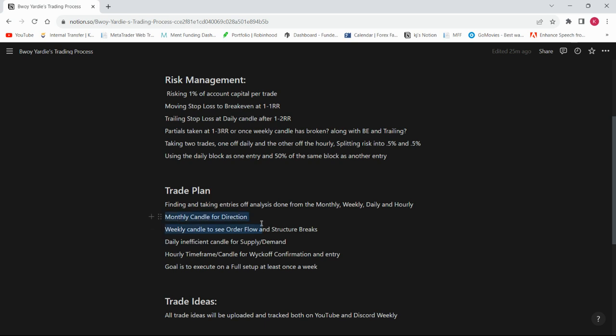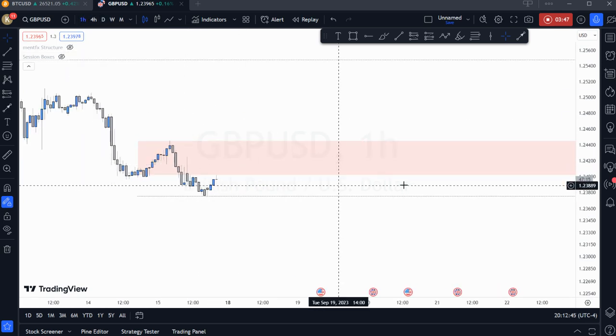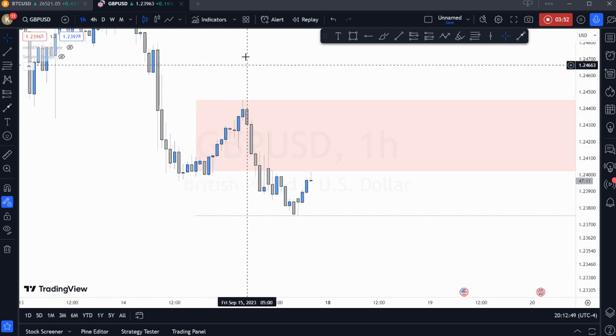So we've had the monthly give us direction. We found the weekly candle and the break of that structure, and the daily inefficient candle, or the supply candle again in this case. So now we're going to try being on the hourly time frame to spot what possible Wyckoff setup we can. All right. So I'll get back to the chart real quick. If this is the daily, go to the hourly real quick and try spotting where it is that I can see the setup happening from, right?